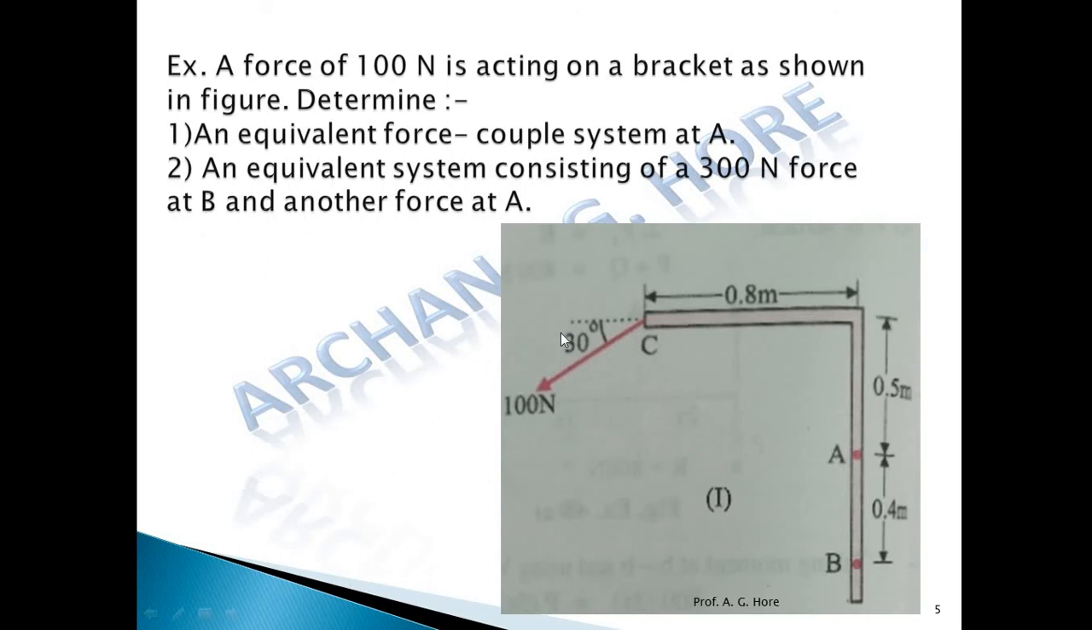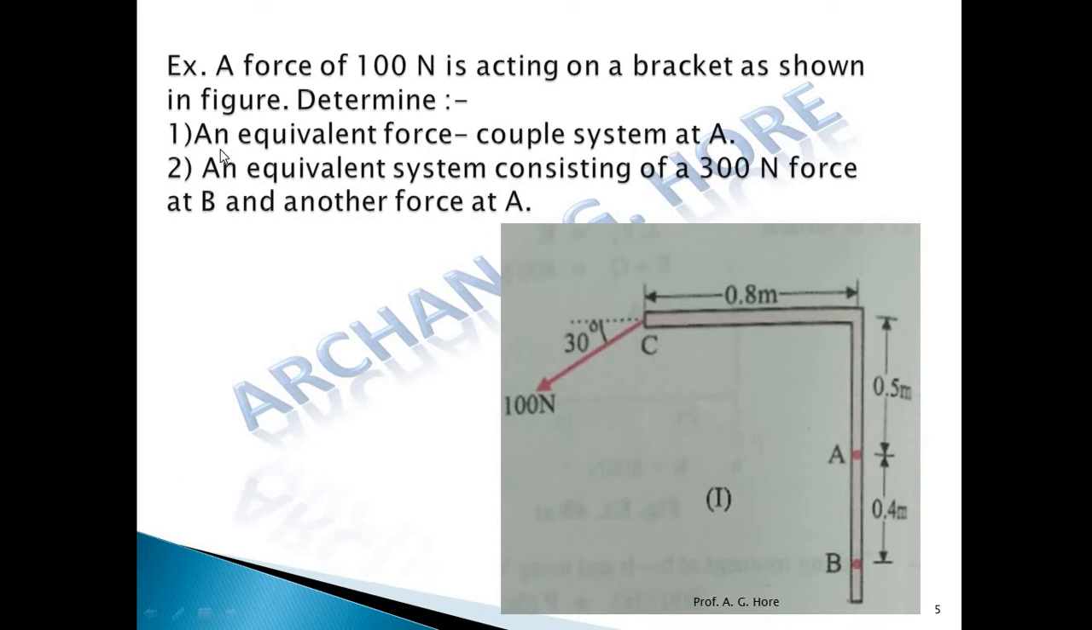A force of 100 Newton is acting on a bracket as shown in the figure. Determine an equivalent force couple system at point A. This is the first sub question, and in the second sub question, an equivalent system consisting of a 300 Newton force at B and another force at A. Now first we solve sub question number 1. This diagram is given. One force is at point C, which has 100 Newton magnitude, and the angle of that force with the horizontal line is 30 degrees.